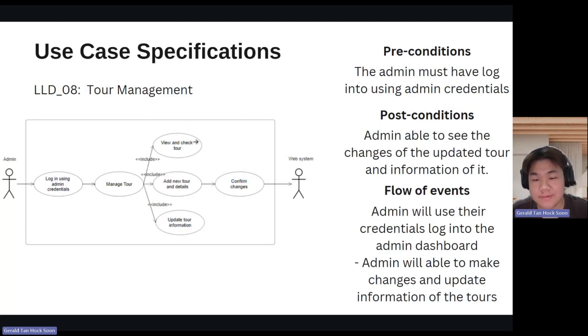And then the exceptional flow: the system will not continue to update if the admin did not update the information of the tour. So what are the rules and constraints? The rule is the admin should use the admin's credentials to log in. And the constraint is the tour information should be disclosed fully without any empty field. It ensures that all information of the tour is displayed.